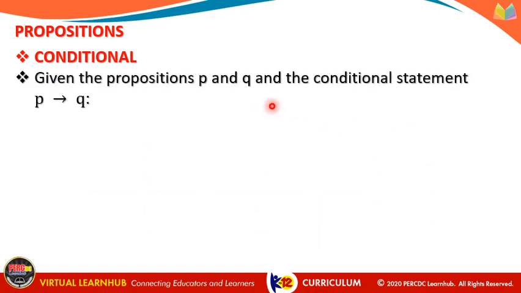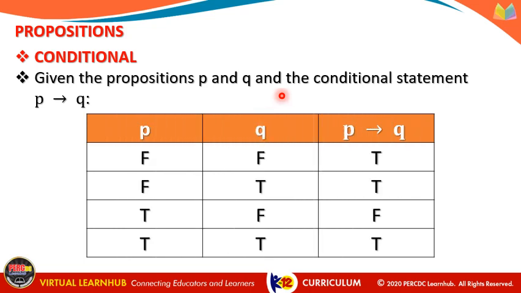Let's now go to conditional propositions. Take note that for conditional propositions, almost all combinations result into a true statement, except for this one. Again, for conditional propositions, you have two parts, the antecedent and the consequent. The only time wherein the conditional proposition is false is when your antecedent is true and the consequent is false. That is the only time that our conditional proposition will be false. On other instances, it's true.